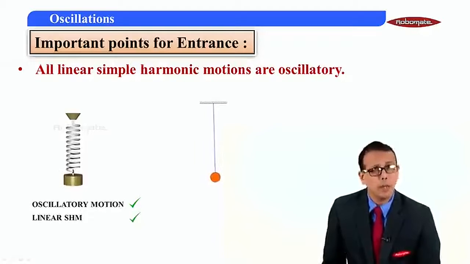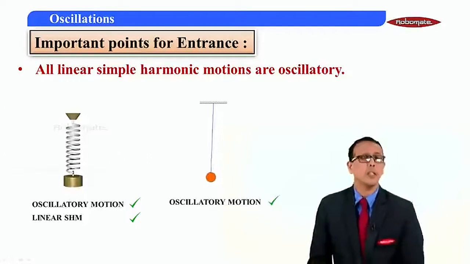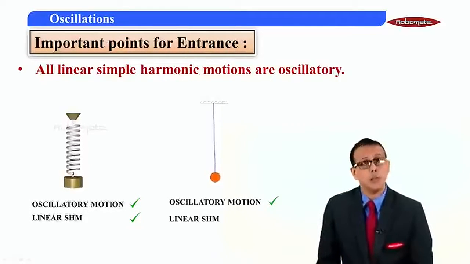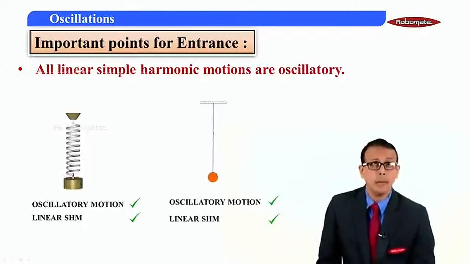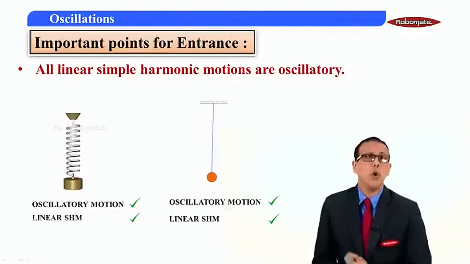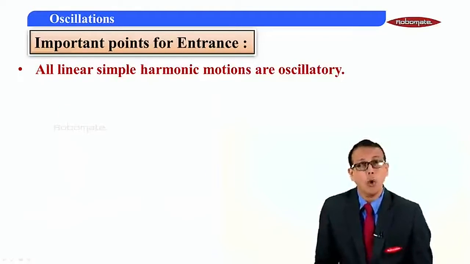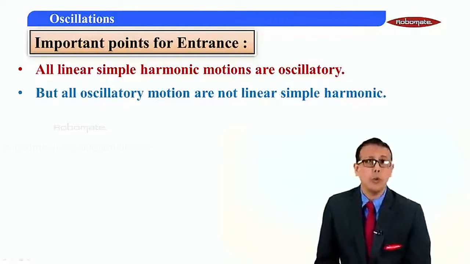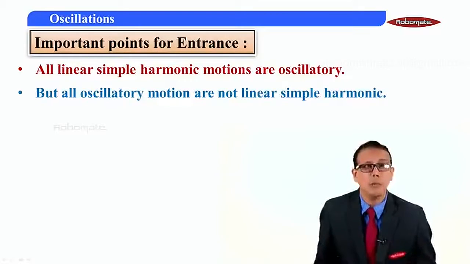Let's take another example. Say a simple pendulum performing a to and fro motion. Is it oscillatory in nature? Yes, it is oscillatory in nature. If the amplitude is very small, then it is also performing a linear simple harmonic motion. So, I can say in both the examples, they are oscillatory, and they are linear SHM as well. So, all linear SHMs are oscillatory motions. But are all oscillatory motions linear simple harmonic motion? The answer is no. All oscillatory motions are not linear simple harmonic.